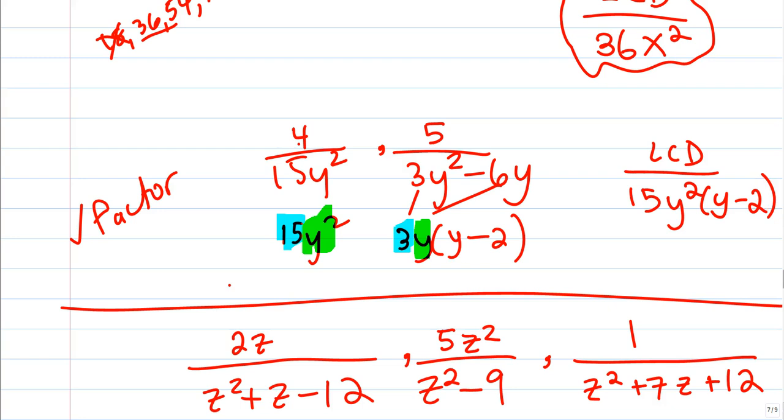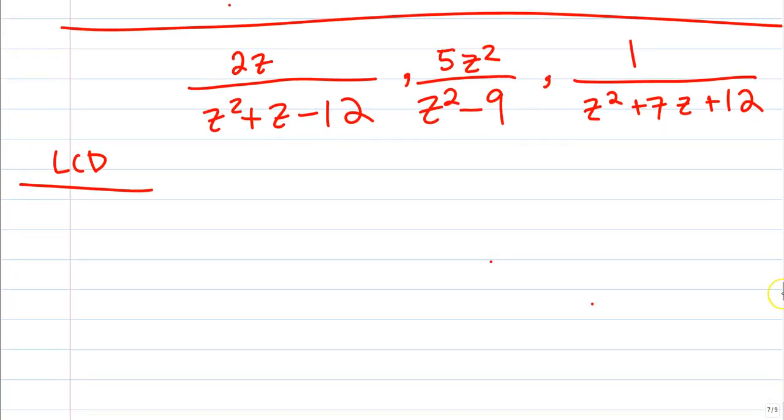Let's do one more, and then I think we're going to kick it up to something else that I think is interesting. Okay? Three fractions. Least common denominator. You're like, well, they all have a z squared. No, they don't. Remember, I'm looking for things that are multiplying. They're not factored. You have to do that first.